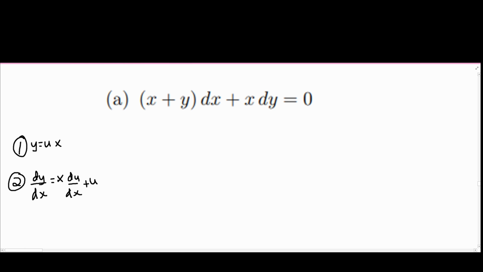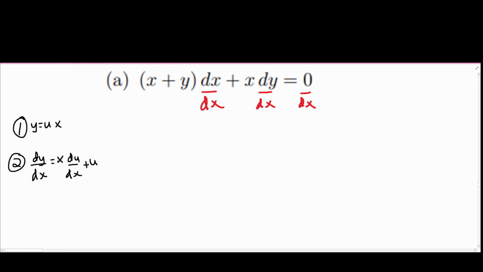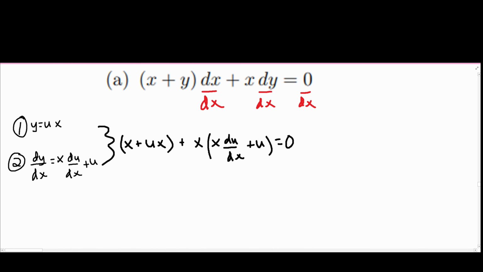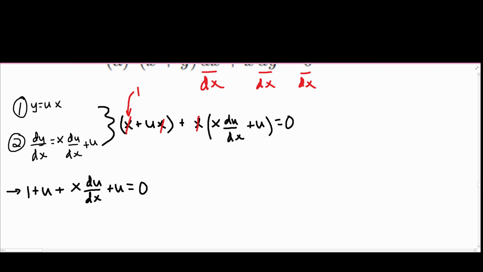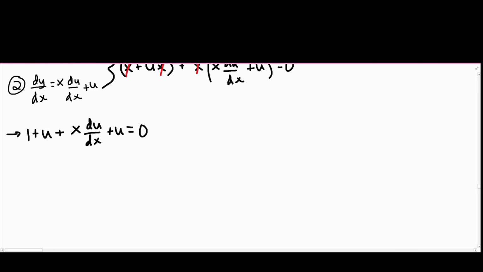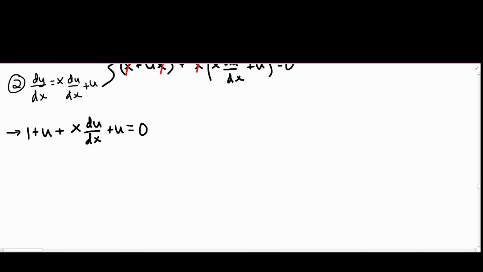If we divide everything by dx, we get dy over dx, so we can sub everything in. Subbing everything in, we get x plus u x plus x, in parentheses x du over dx plus u, is equal to 0. Since everything has an x, we can cancel out the x's, with this right here being a 1. So we have 1 plus u plus x du over dx plus u is equal to 0. Now we need to go to step 3.